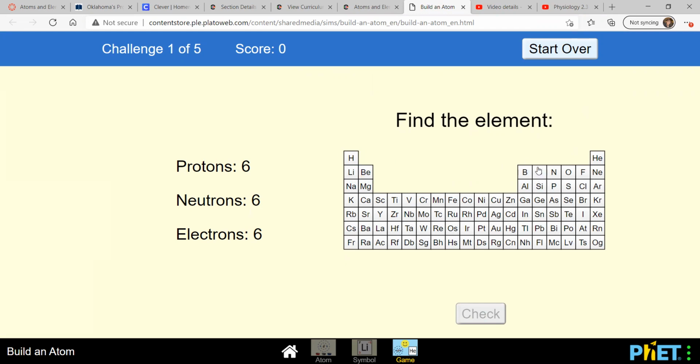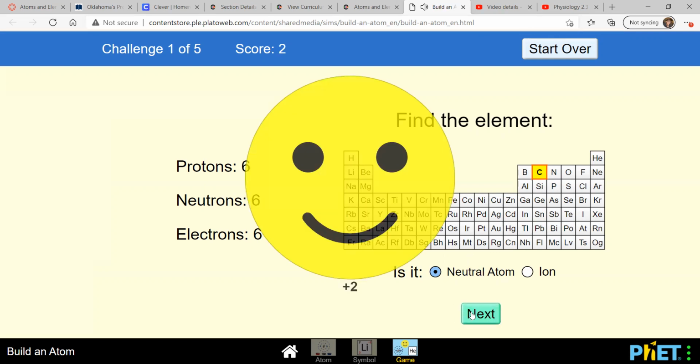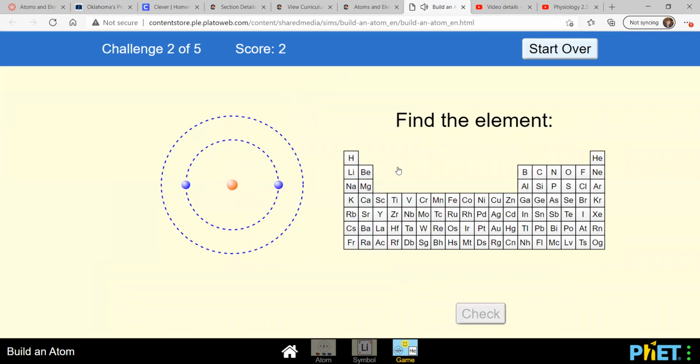Remember, carbon has 6 protons. And since we have 6 electrons, that is a neutral atom. Positive protons equals the number of negative electrons. Cool. So we have hydrogen, but it's an ion because the number of protons does not equal the number of electrons.